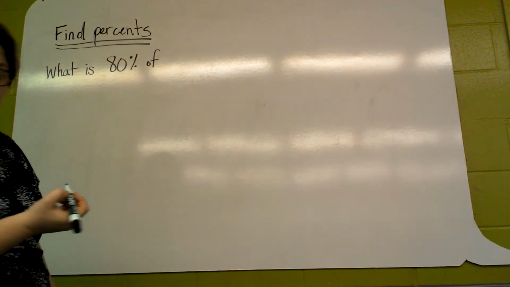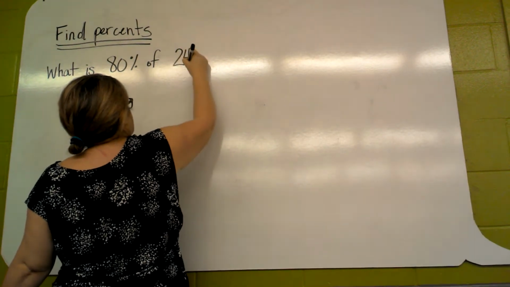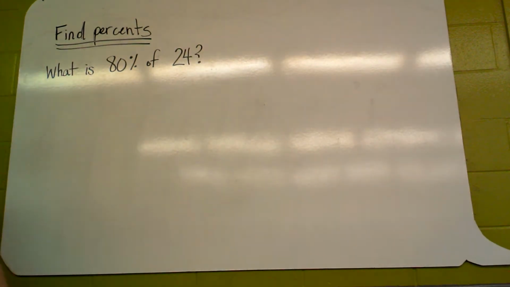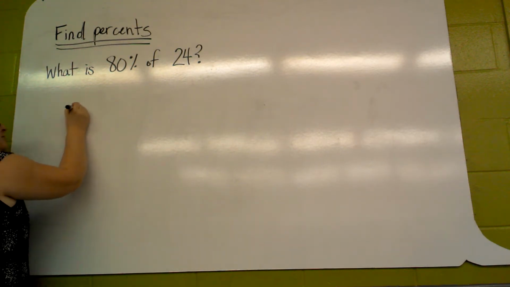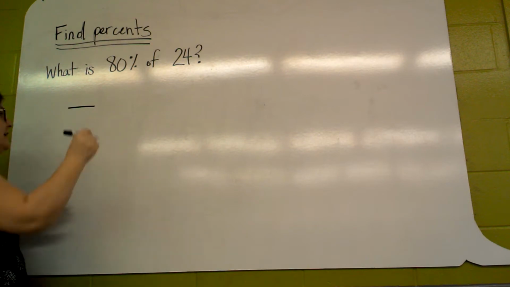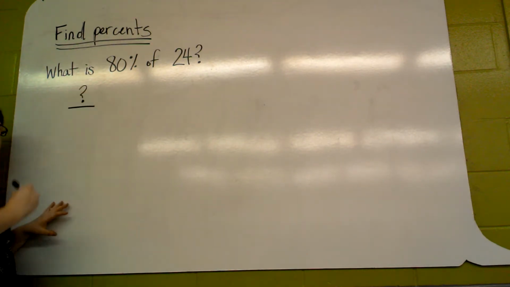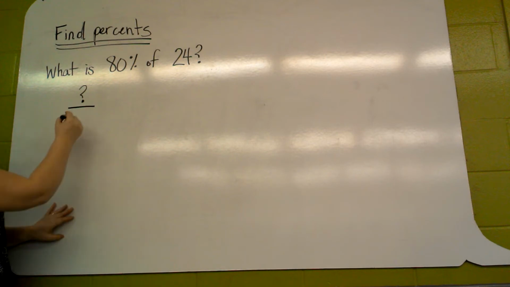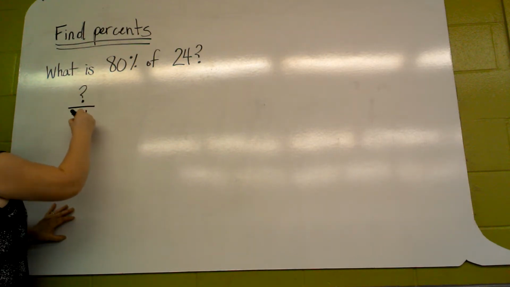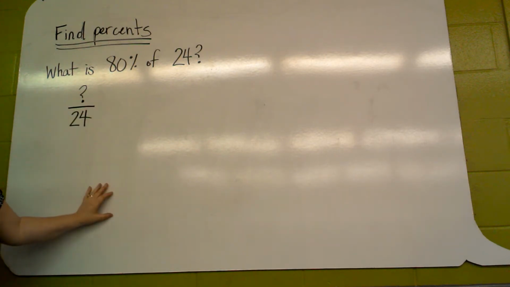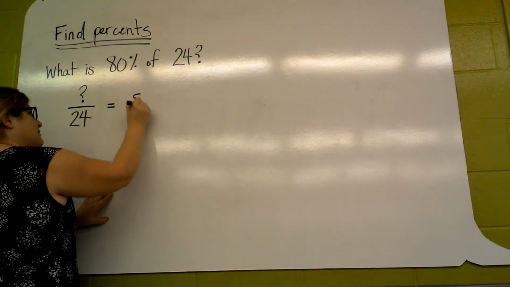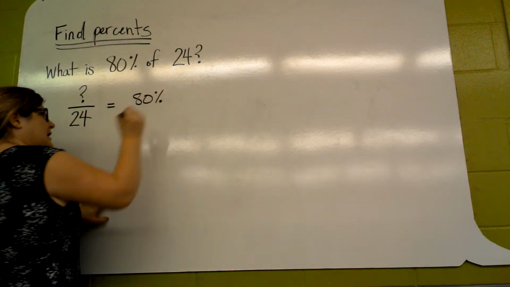What is 80% of 24? So, I'm going to show you the way that I do it, but I'll show you why it works as well. Okay? So this is what the question's actually asking you. It's asking you to find out what this number is up top, if it is out of 24, and you would end up with 80%.